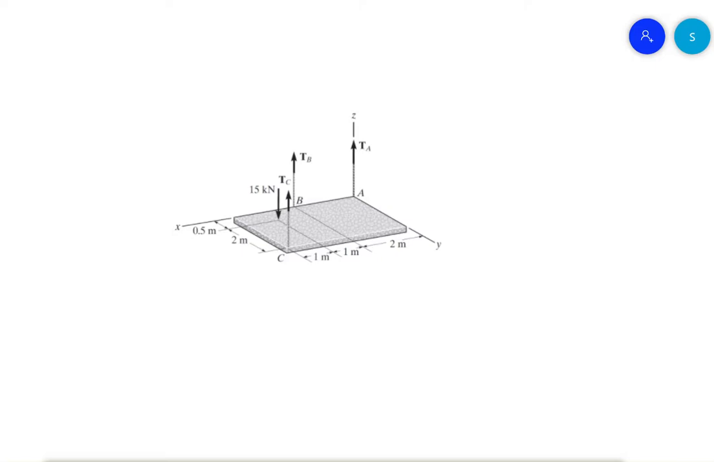Okay, so we have a plate of concrete. It's a uniform concrete slab that has a mass of 2,400 kilograms. Okay, and the question is, what is TA, TB, and TC? And we also have a load that is applied at this point of 15 kilonewton.